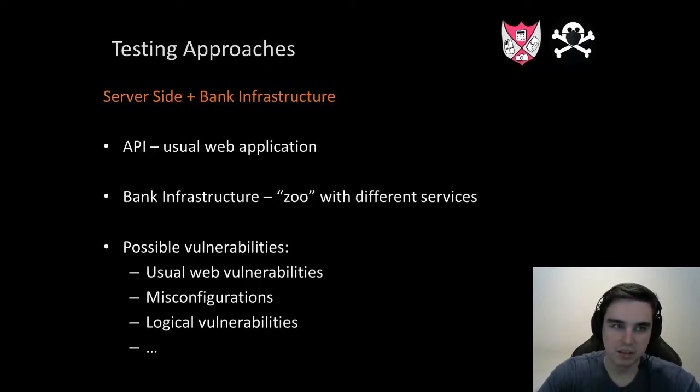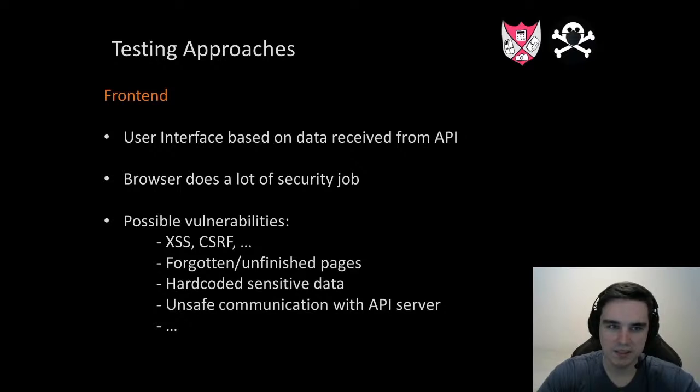It can be anything. Next one is the front end. It is the user interface, based on the data received from the API, and because it loads in the browser, the browser takes a lot of the security job on itself. That is a very big difference between the mobile application and the front end, because the browser does a lot of security work by itself. But in mobile applications, developers have to do these things themselves.